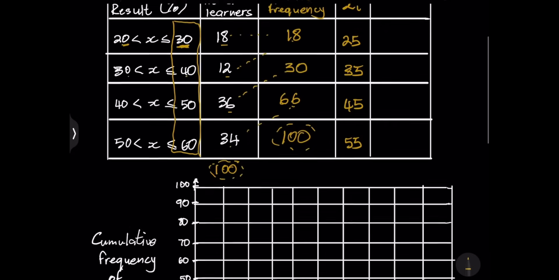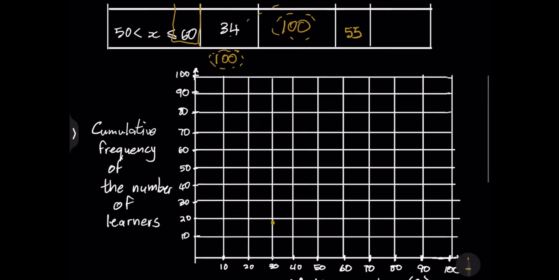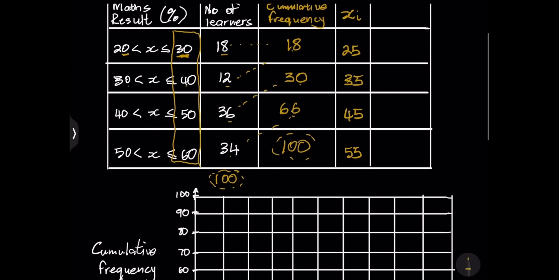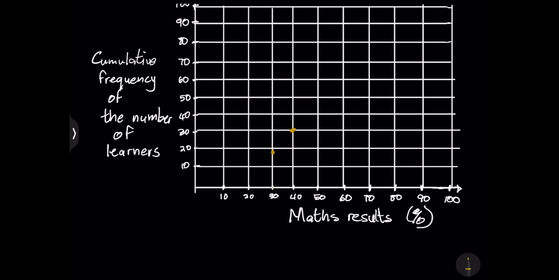Then I go to 40, right? At 40, the number associated there is 30. So there's my value there. All right, and then I go to 50. My x value is 50, and my y value would be 66. So at 50, that would be 66. I'll just place it somewhere there.